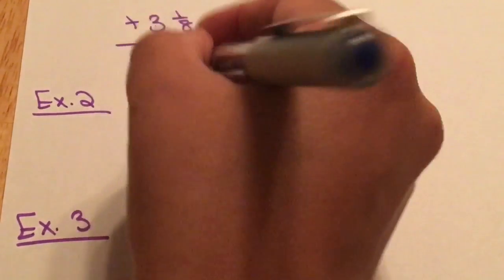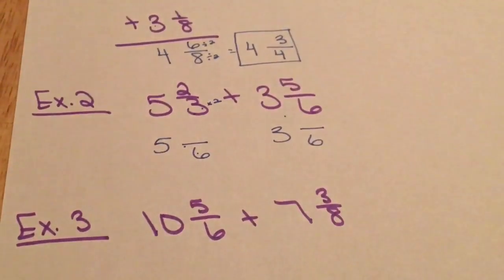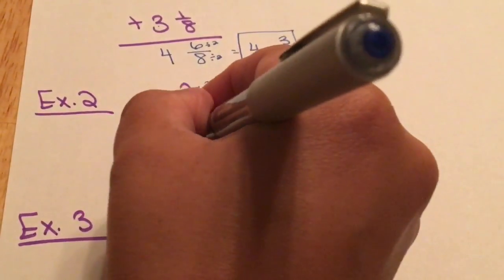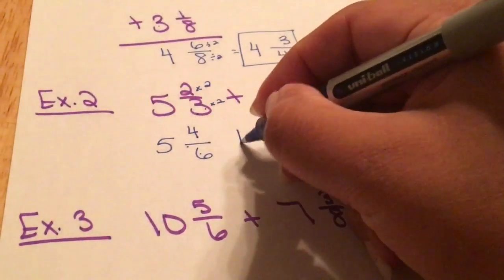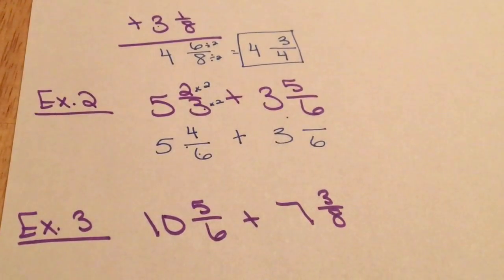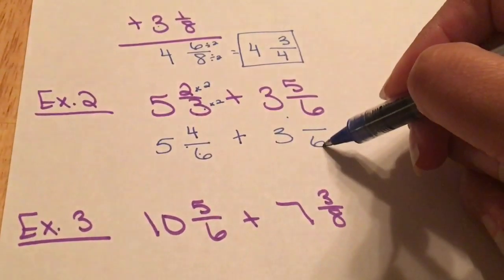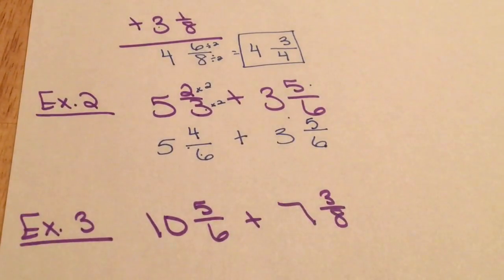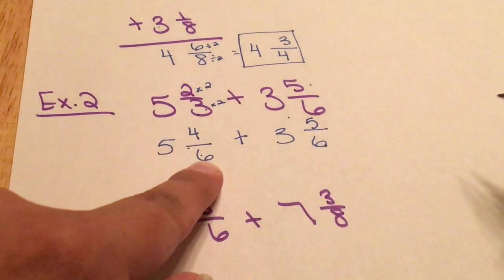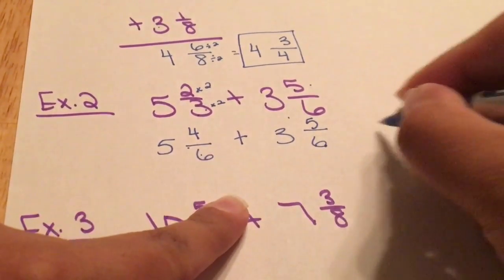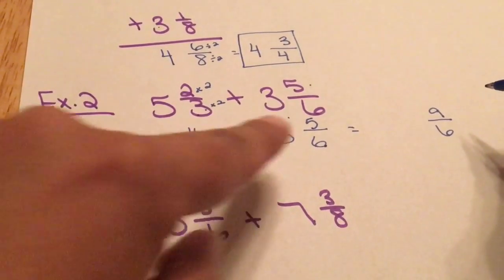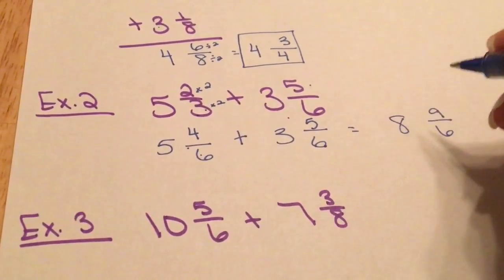To move from 3 to 6, I did have to multiply by 2, so I'm going to have to multiply my numerator by 2. 2 times 2 is 4. So we have 5 4/6. The 6 was the same over here, so I'm just going to keep it 3 5/6. Now that we do have our common denominators, I'm going to go ahead and add. 4/6 plus 5/6 is going to be equal to 9/6. And then 5 plus 3 is going to be equal to 8.